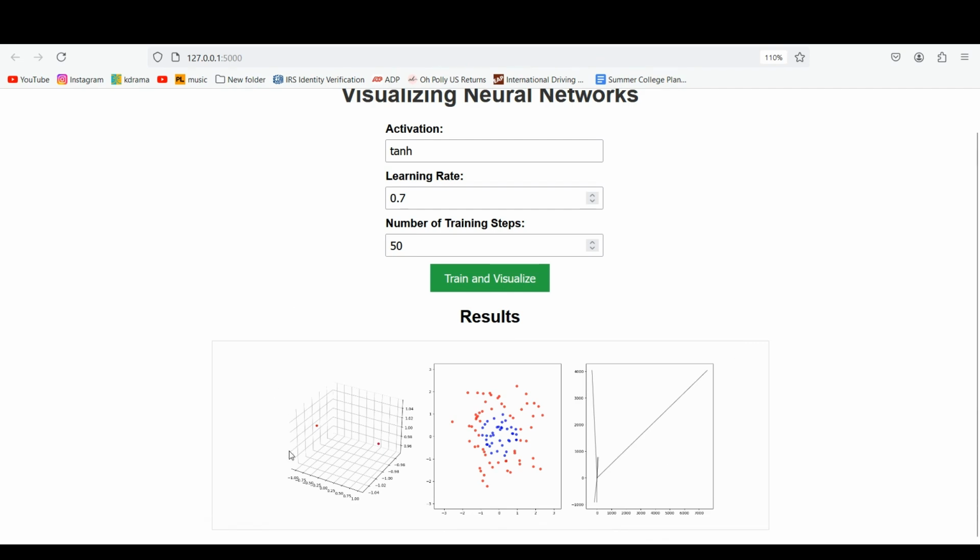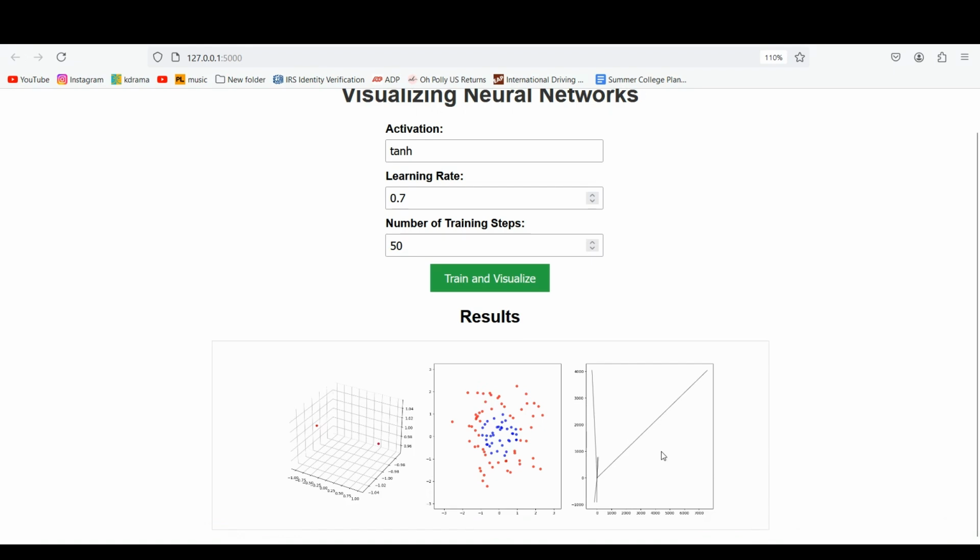So for the 3D scatter plot here, in the hidden space, the features are transformed by the tanh function. You can see how the values are distributed smoothly across the range of -1 to 1, which helps the network adapt to the circular pattern. Here in the middle plot, the decision boundary begins to emerge, but due to the limited number of training steps, it remains underdeveloped. With more training, tanh would refine this boundary further to wrap around the circular dataset.